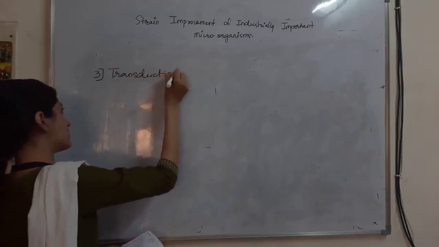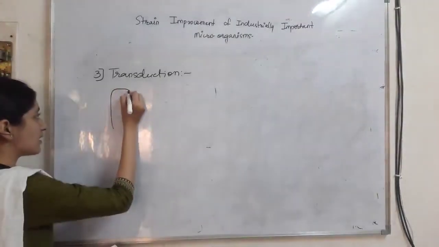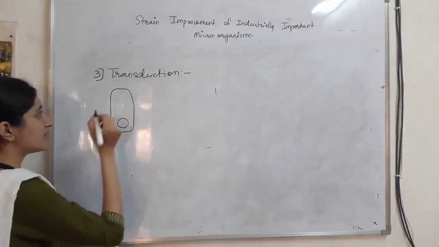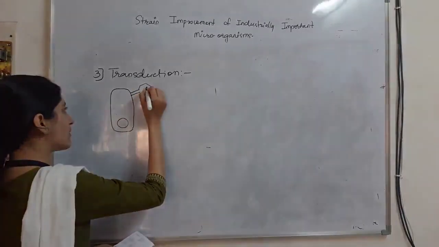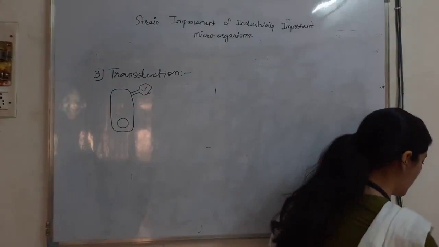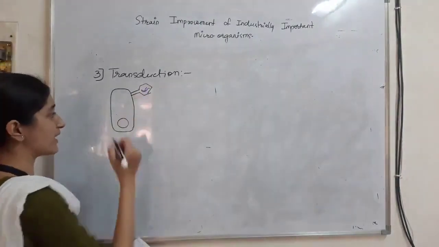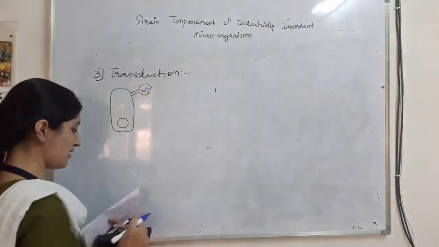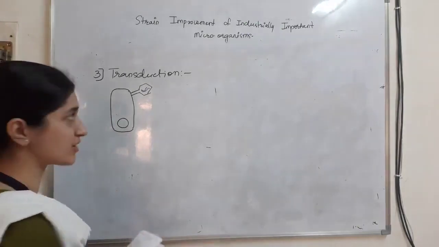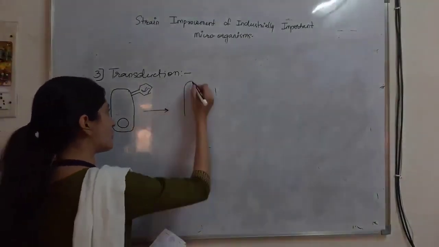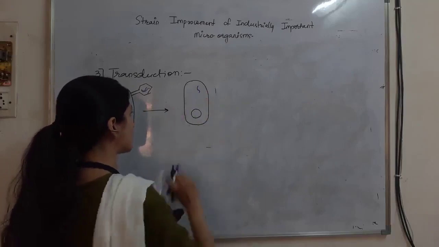In transduction, virus, what happens is, for example, a virus, a bacteriophage which has this blue DNA, it is going to attach onto the surface of the bacterial cell, and for its replication it is going to insert its genetic material inside the host cell.